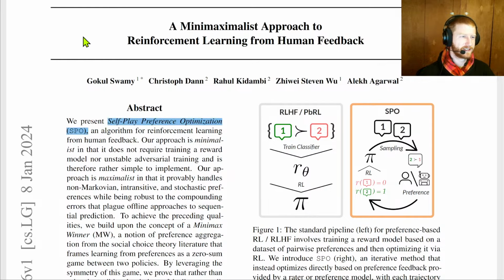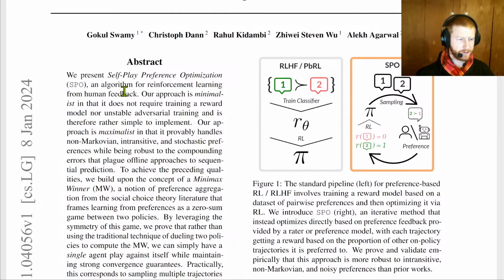Okay, so another very similar idea from the title. Reinforcement learning from human feedback. Minimalist in that we don't train a reward model. We don't have unstable adversarial training, and it's rather simple to implement. Great, we like to hear that. Our approach is maximalist in that it provably handles non-Markovian, intransitive, and stochastic preferences.